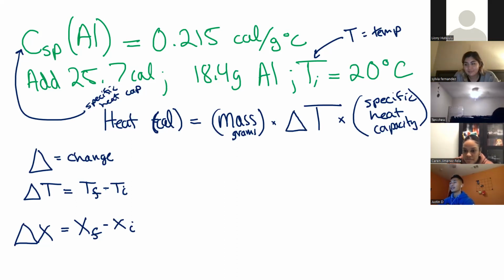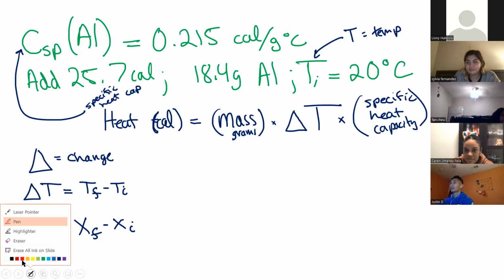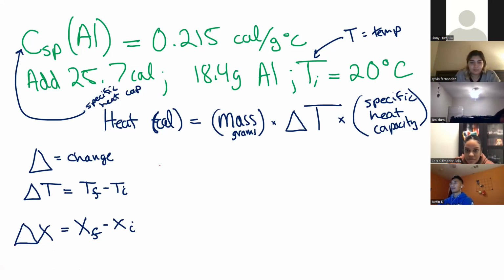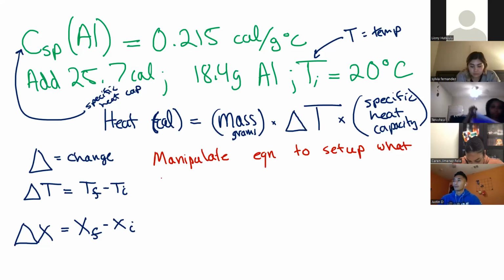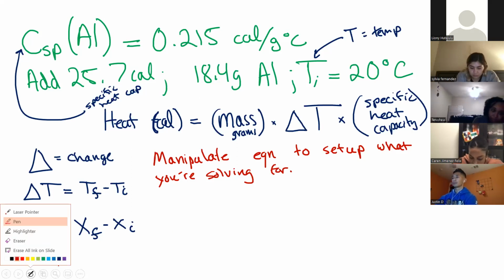Okay. So how to do this question? You just start plugging in numbers, or actually what I would do first is manipulate the equation. So the first thing is manipulate the equation to set up what you're solving for. Okay, now the question is, do you know what you're solving for?